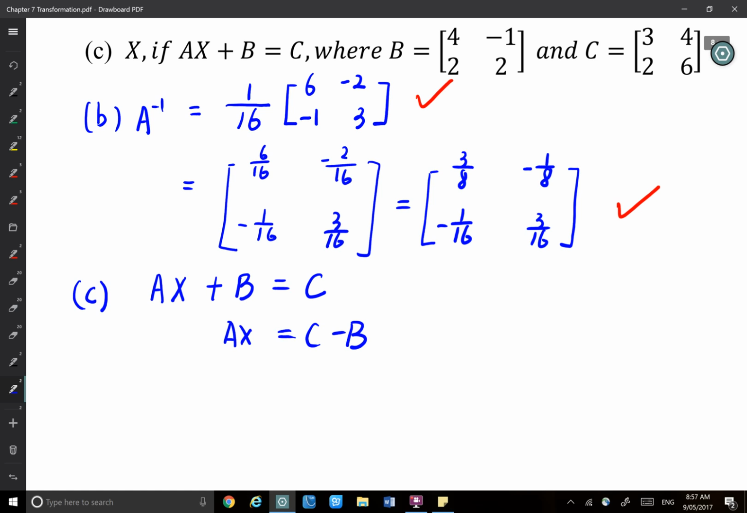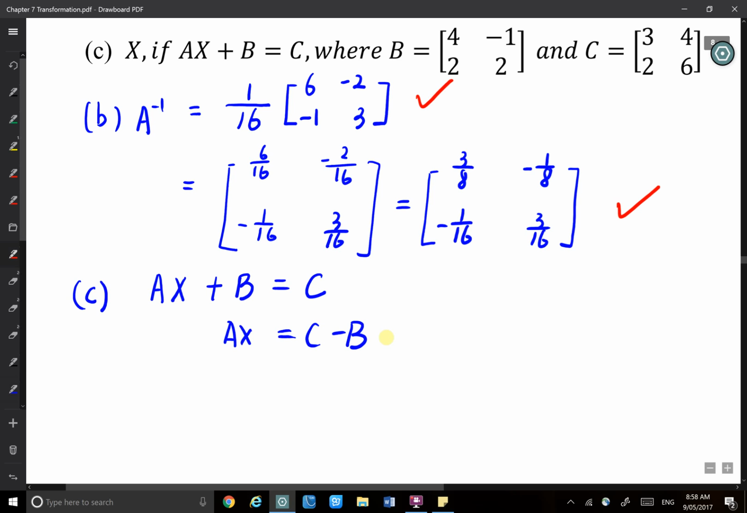The next thing is important. Can you divide by A? I can't do division of A. So what can I do? I can't divide by A, but I can multiply by A inverse. But where I put this A inverse is very important. This A inverse will go next to this A.